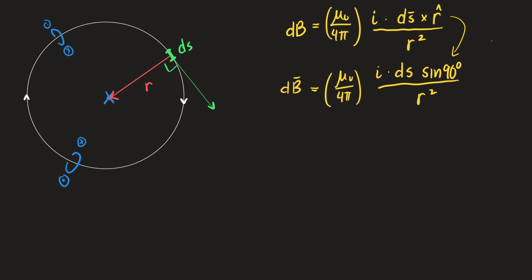That was not true yesterday, remember, because every piece of the wire was a different distance away from our point of interest, so every single ds had a different r. But this time, every ds has the same r. So I'm going to go ahead and collect all the things that are constant for this contribution. Our constant is constant, I is constant, sine of 90 is constant, and r squared is constant. All of that is constant. All I have left is adding up the length of the loop.